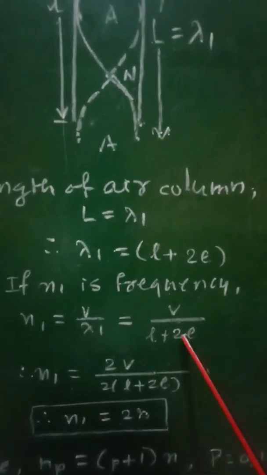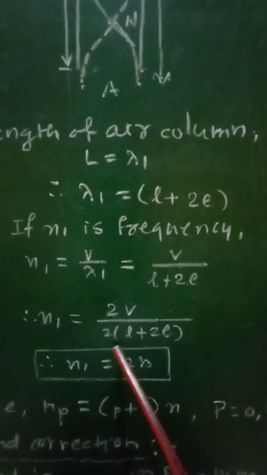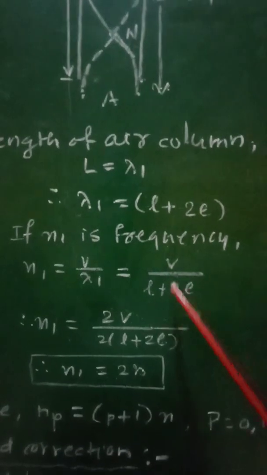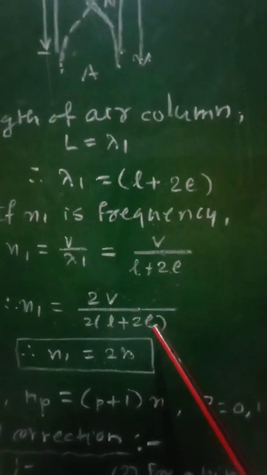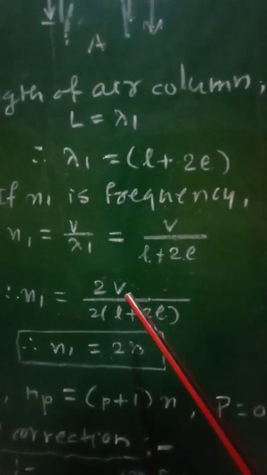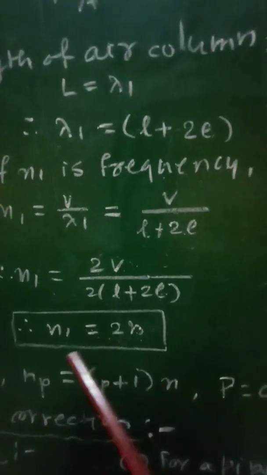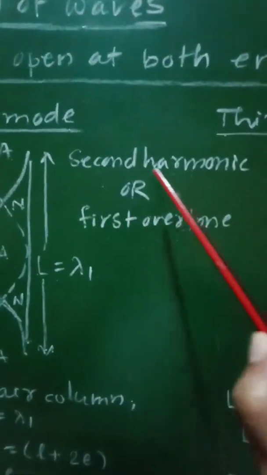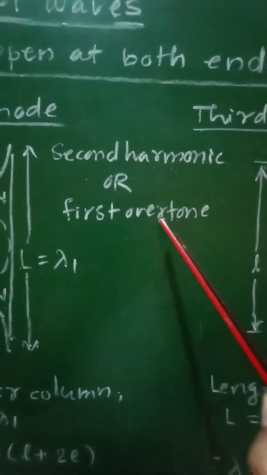Therefore we can write n1 is equal to 2v upon 2 into (L plus 2e), because this relation is multiplied and divided by 2. We can write this v upon 2 into (L plus 2e) as n. Therefore, n1 is equal to 2n. This is the next higher frequency, which is called the second harmonic or first overtone.